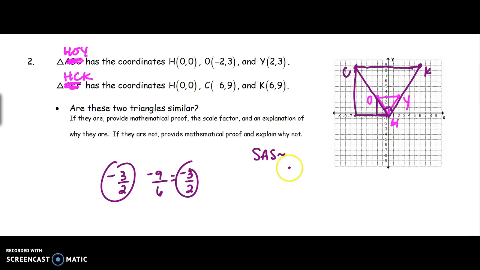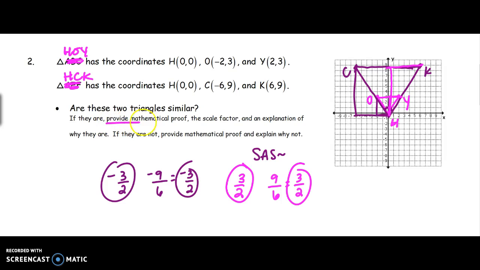We have to do the same thing here. It can be different than negative 3 over 2, but you have to have a proportional side. So from here, we're going to go up 3 over 2. And so your other slope has to match that. So that's up 9 over 6, which simplifies to 3 over 2. Since these match, then you have similar sides.